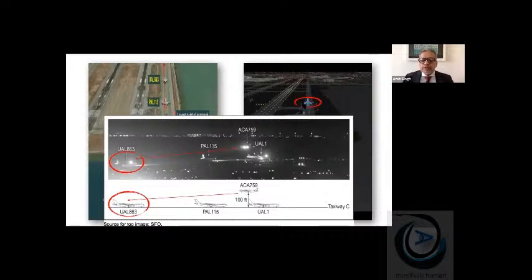Adding to that was fatigue. They had been up for almost 16 hours. And in the second Canadian case, they were up for almost 16 hours. The duty was 11 hours, but they had been up for 16 hours.